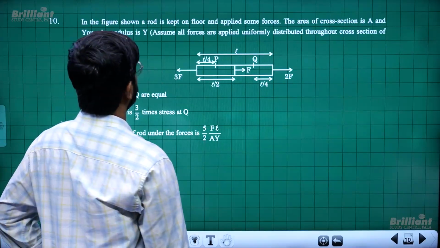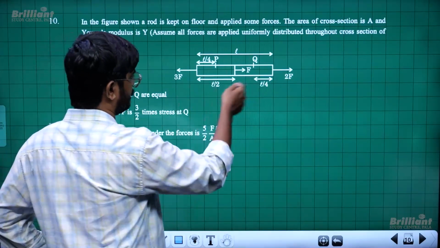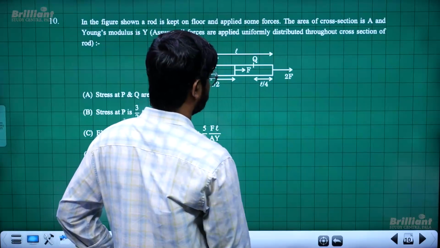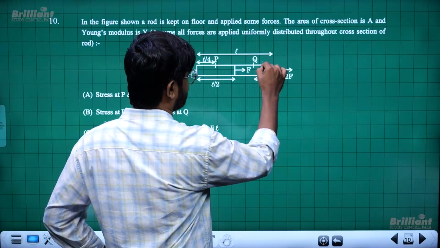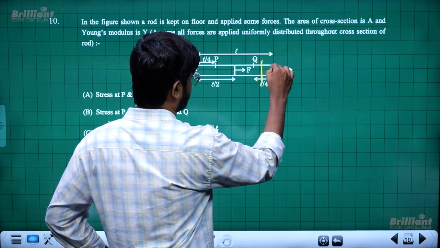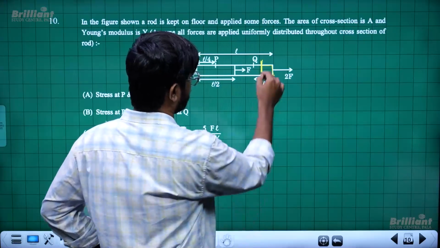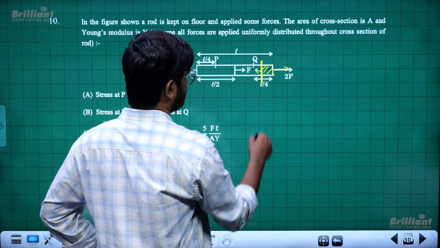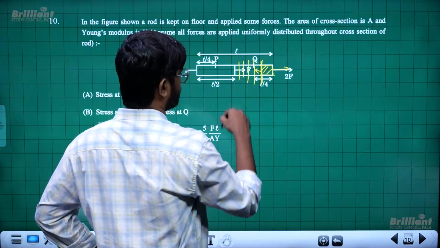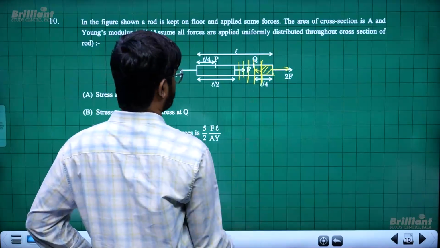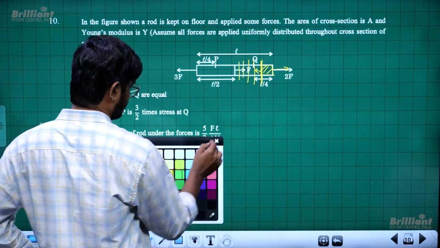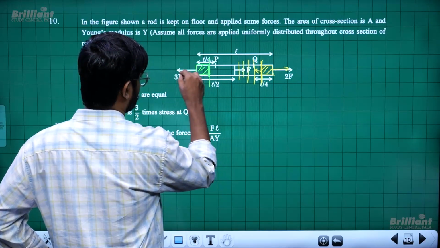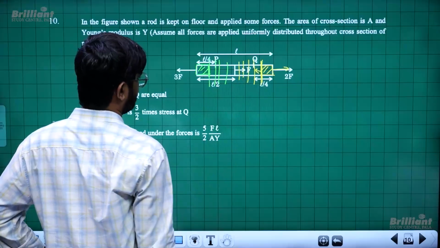In the figure shown, a rod is kept on the floor and some forces are applied. If you notice, the net force is 0, 2F, F and 3F. So everything is in equilibrium. Now if you try to understand the restoring force here, you can either draw a free body diagram of this part or the rest. From there you will understand, as this is in equilibrium and this side force is 2F, restoring force should be 2F. So no matter which location I talk about, the restoring force will be 2F. In a similar fashion, if I want to find the restoring force here, if you draw this free body diagram, the restoring force here will be 3F. Anywhere is going to be 3F.